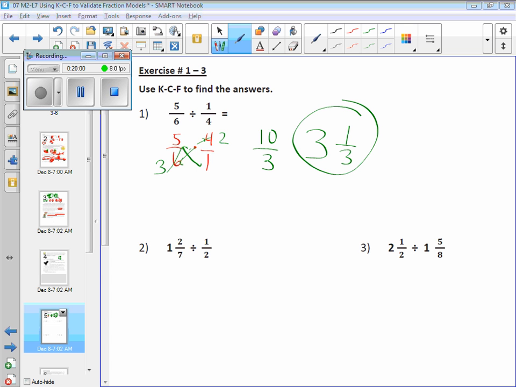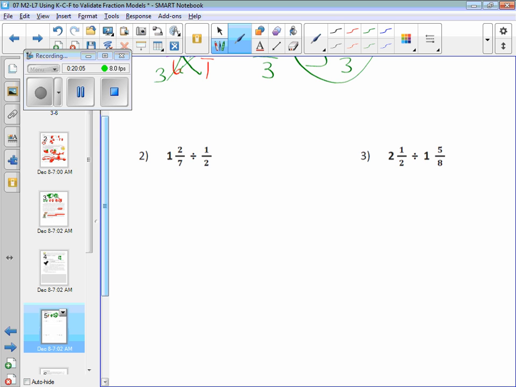Do one more together. Number 2. What do you do first? Now you have a mixed number. Nick Ellis. Improper fraction. What is it, Nick? That's an improper. What do you do? And what do you get? Great. Okay. Change division to. And this stays the same.